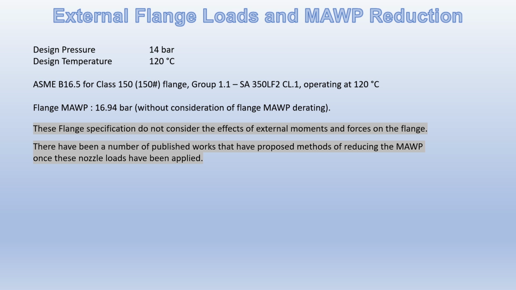We can see that engineers try to calculate these decreased MAWP as per design code and specification methods. Generally, there is some potential leakage when the forces and moments of nozzle loading are applied at the flange connection. To overcome this potential leakage, we have to derate the flange MAWP as an additional safety procedure. It does not mean that no leakage will happen after MAWP derating is applied. It can only reduce the possibility of leakage.